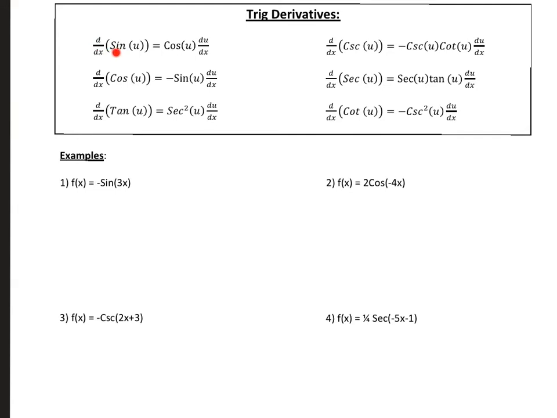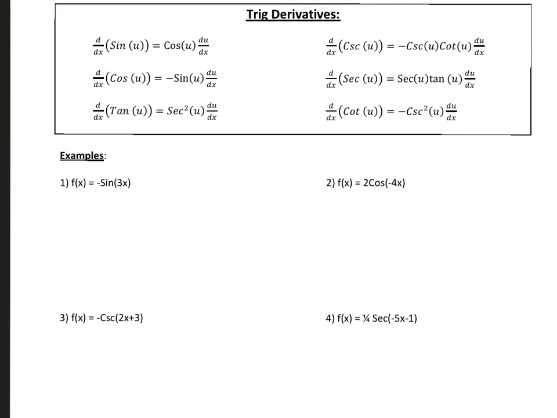So the derivative of sine of u is cosine of u du dx. What that means is we always have to remember to take the derivative of the inside. With all the problems I did in the beginning, the u value, or x value, was just x. Notice how in these problems there are other things inside the parentheses. So this is where the chain rule is going to happen.